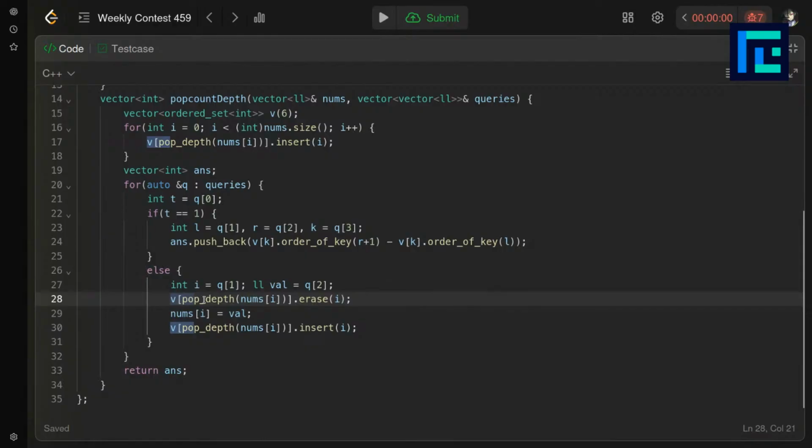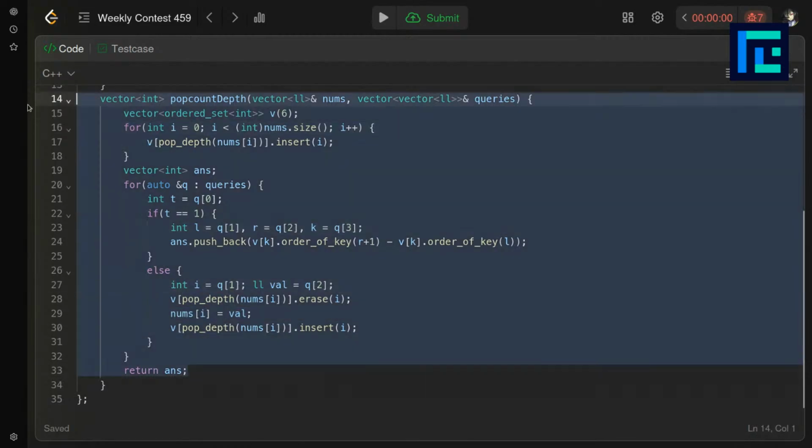So this is how it's done. I erase the ith element, I change the value, and then I add that one to the appropriate ordered set. And that's how we can handle all the queries, okay?